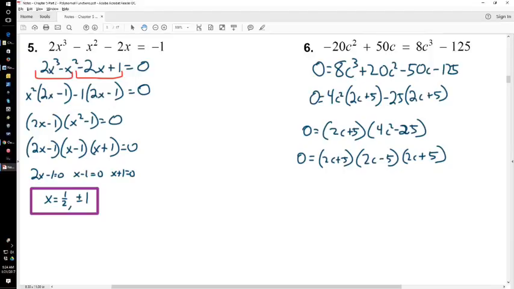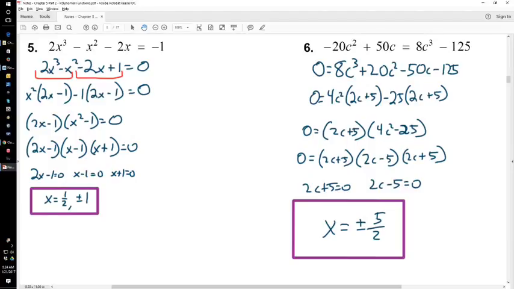So 2c plus 5 equals 0, and 2c minus 5 equals 0. So one equals 5 halves, and the other equals negative 5 halves. And there you are.